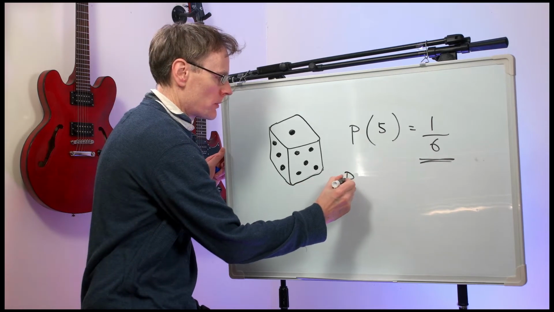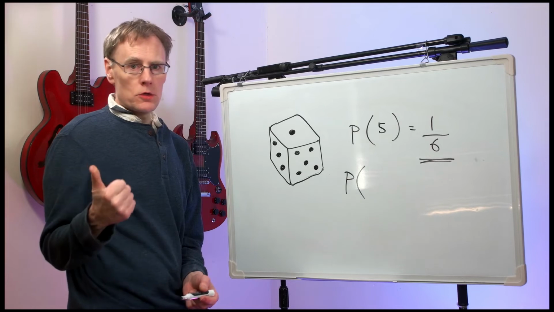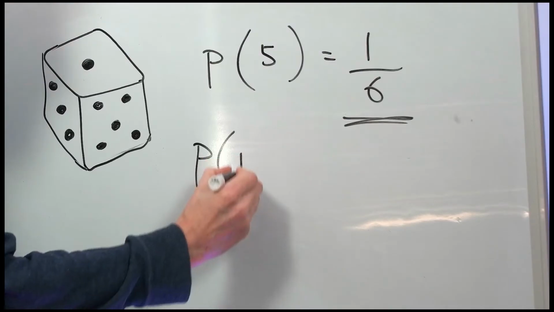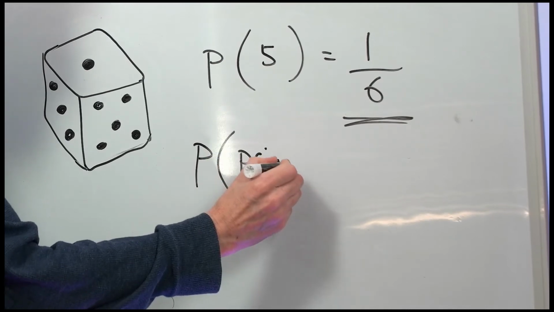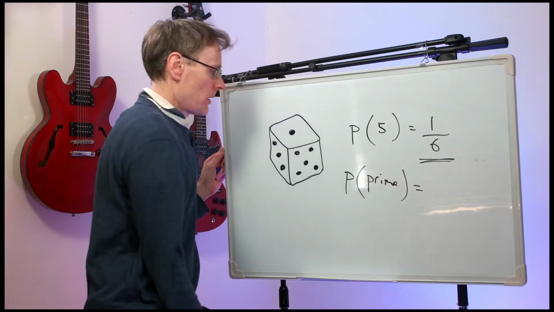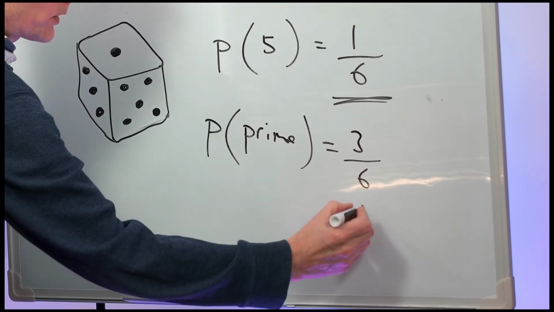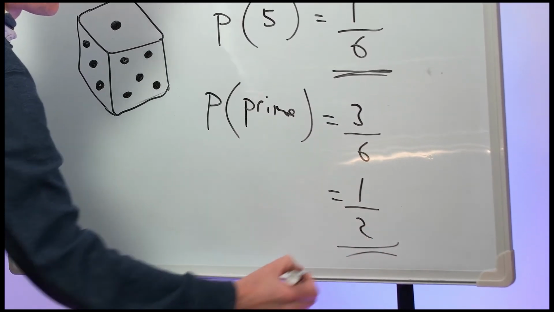What's the probability you will roll a prime number? Well, how many prime numbers do we have on a die? 2, 3, 5. There are 3 prime numbers. So it's 3 out of 6, which is a half.